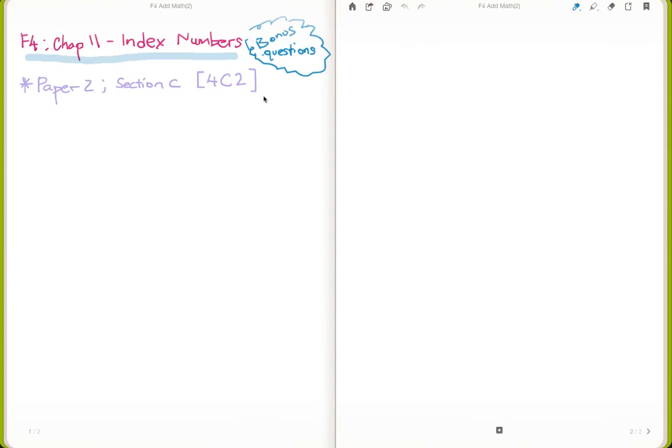This chapter would come out in paper 2, section C, whereby you were given 4 questions and you need to answer 2 of them. Index number is one of those 4 questions, and I would say it's kind of like a bonus question because it's straightforward. You just need to understand the concept for index number.